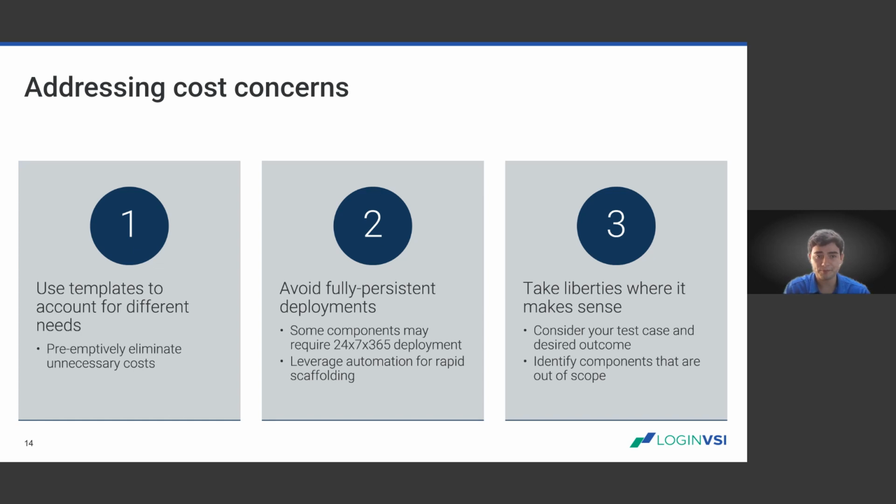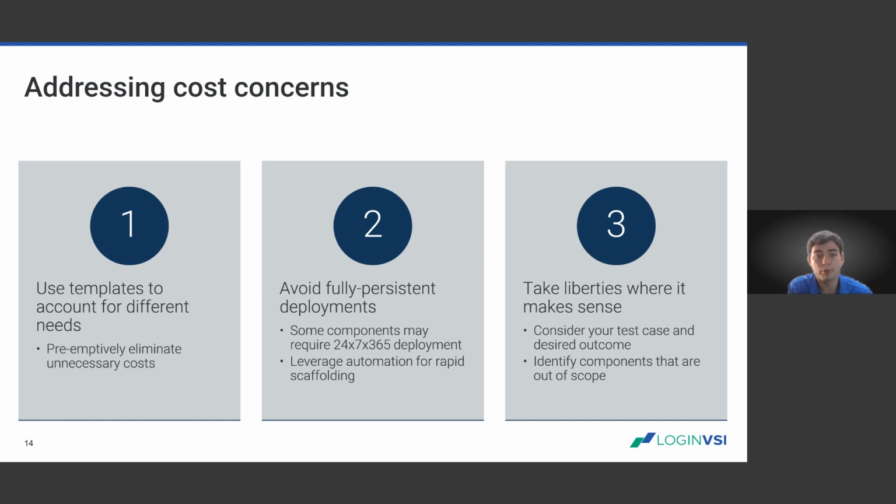But the second point here is to avoid fully persistent deployments. While some components, such as storage, as in my environment, might require persistency, using the power of automation to rapidly scaffold your environments is just an easy way to cut down costs. Most testing is not done out of the blue, which means that your users and testers are going to know in advance what they're trying to test for and when they need it. So ideally, you can aim for as few persistent components as possible there.